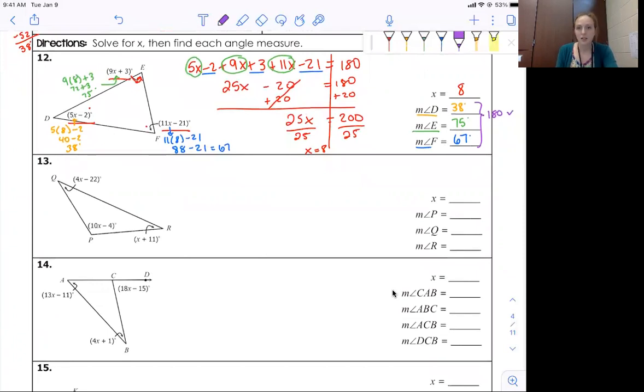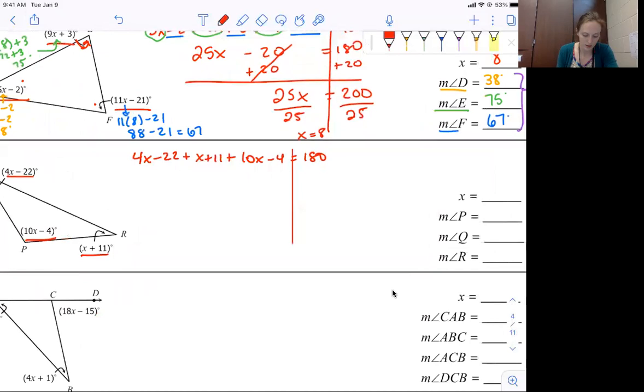So again, on number 13, all of the angles are inside of the triangle. So what I'm going to do is add 4x minus 22 plus x plus 11 plus 10x minus 4. Set that equal to 180. That's the interior angles. So then I solve. Combine like terms on the left-hand side first. So this is going to be 4x plus x is 5x, plus 10x is 15x.